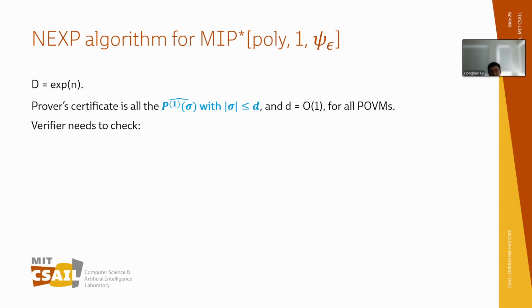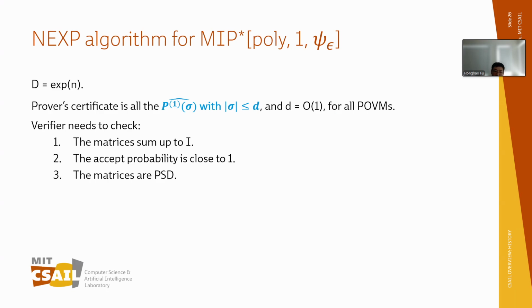After getting this certificate, the verifier needs to check 3 things. The first thing is whether the elements in a measurement sum up to identity. The second thing is whether the acceptance probability of this strategy is close to the target, it's not 1, it's the target probability in this problem. And the third thing is to check whether each matrix is a positive semi-definite matrix. The first and second things are easy to check. They are direct calculations on the Fourier coefficients. But the third one is not so trivial. Because the matrix is acting on exponentially many qubits, this matrix is doubly exponentially large. So you cannot just diagonalize the matrix.